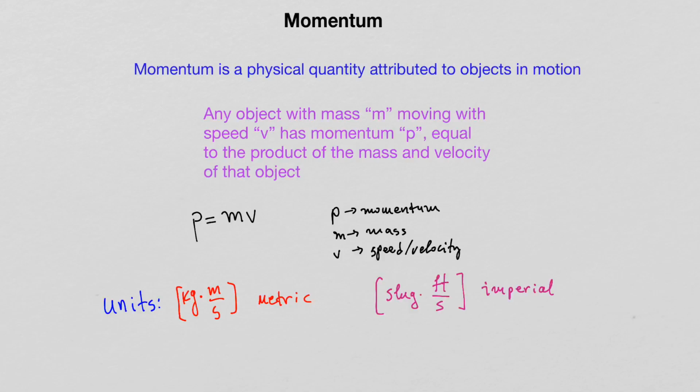The imperial units for momentum would be the product of the units for mass, which are slug, and the units for speed, which would be feet per second. And so if the units are not those, when you're multiplying mass and speed, you must convert the mass into slugs, the speed into feet per second to get the correct units for momentum in the imperial system.